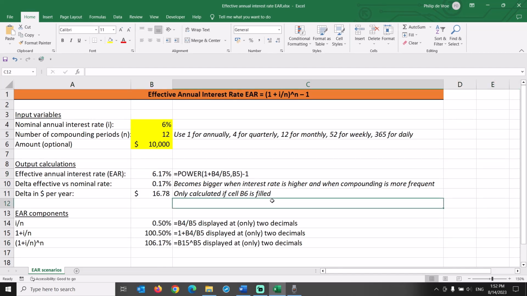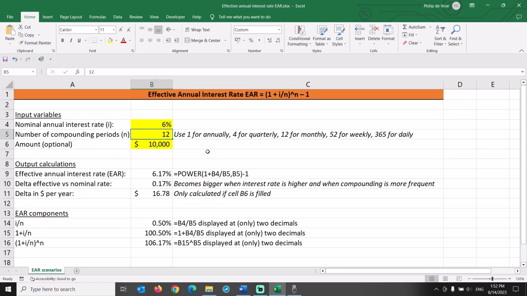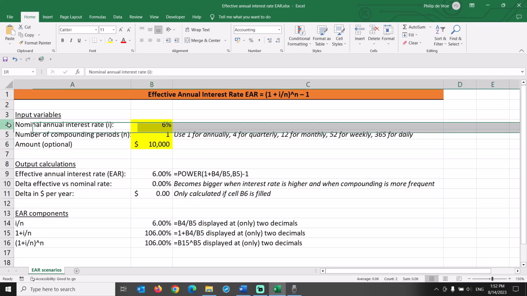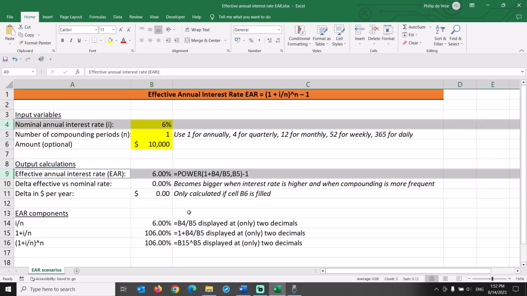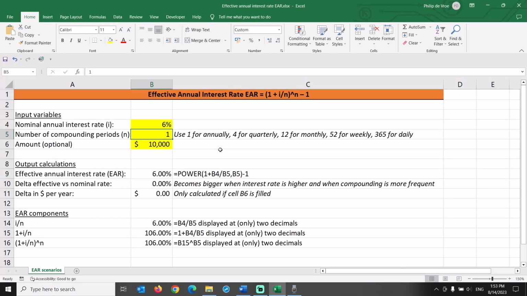We can now look at various scenarios of nominal interest rates and number of compounding periods. Let's start with changing the number of compounding periods. If the number of compounding periods is 1, then you are compounding annually, and the nominal annual interest rate equals the effective annual interest rate. If the number of compounding periods is 2, then you are compounding twice per year, every 6 months, which makes the effective annual interest rate slightly higher than the nominal annual interest rate.